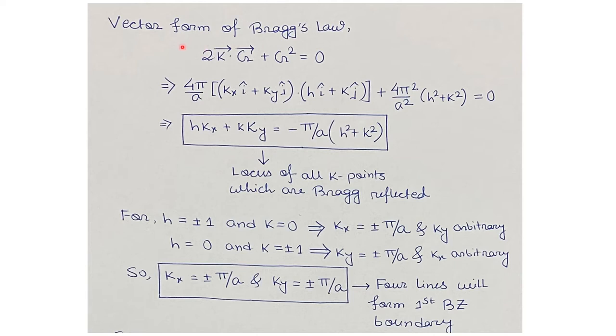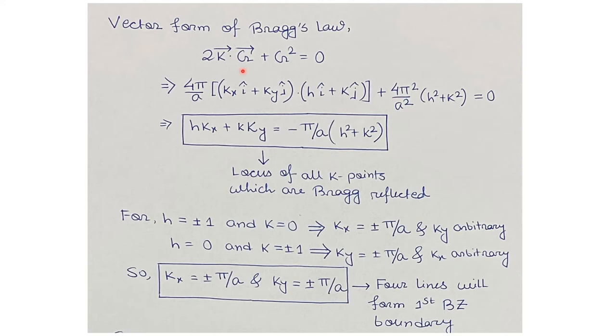So the vector form of the Bragg's law is given by this equation: 2 times K vector dot product with G vector plus G square equals 0. From the earlier slides, we have already seen this K vector is the wave vector in the Kx Ky plane, so this K vector will be Kx i cap plus Ky j cap. And G vector basically denotes the reciprocal lattice vector for the crystal structure, the two-dimensional square lattice.